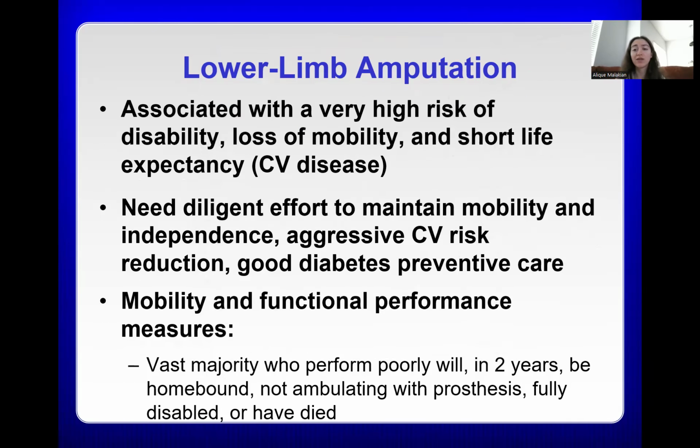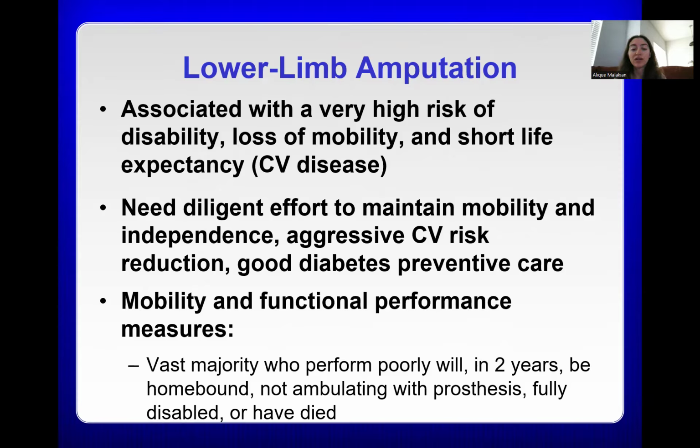Okay, now we're going to talk about lower limb amputations. So this may seem a little out of place because we just talked about depression, which definitely develops in people who have chronic conditions. And then we have frailty, which also comes about from chronic conditions. But here, lower limb amputation, you may be thinking, why is that lumped in with these other two? Well, actually, it's associated with a very high risk of disability, loss of mobility, and short life expectancy due to cardiovascular disease. Also, for this population, they need diligent effort to maintain mobility and independence, aggressive cardiovascular risk reduction, and good diabetes preventative care.